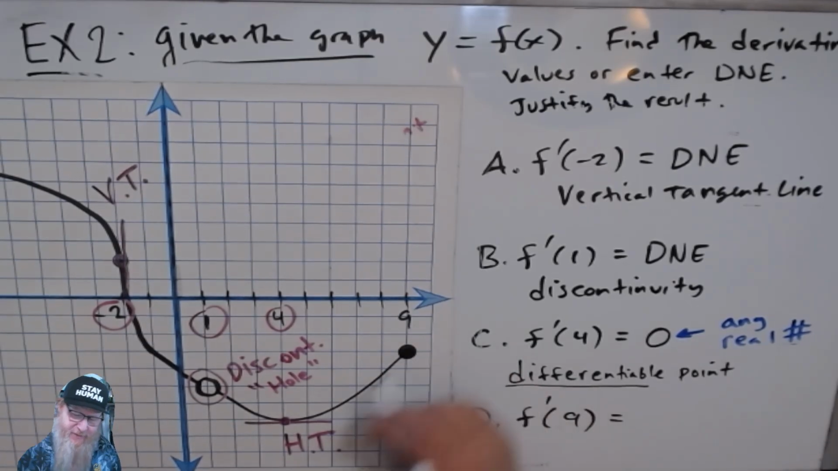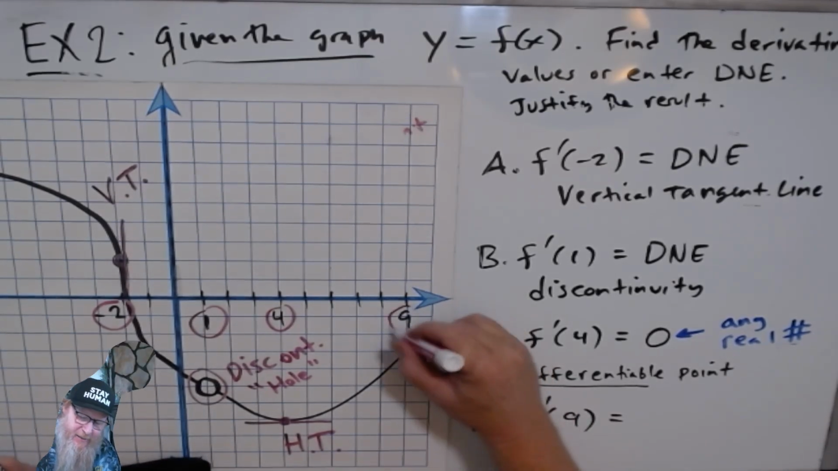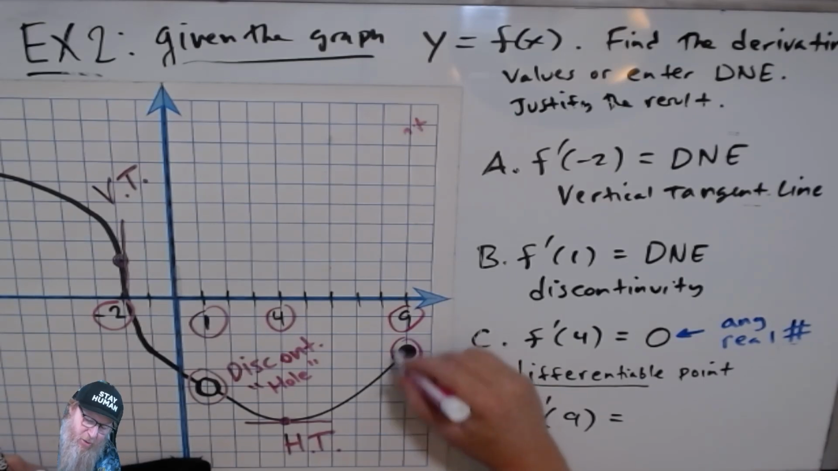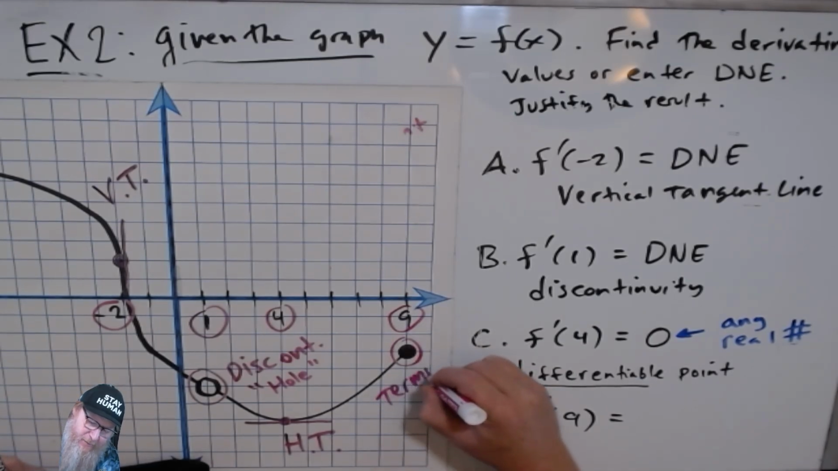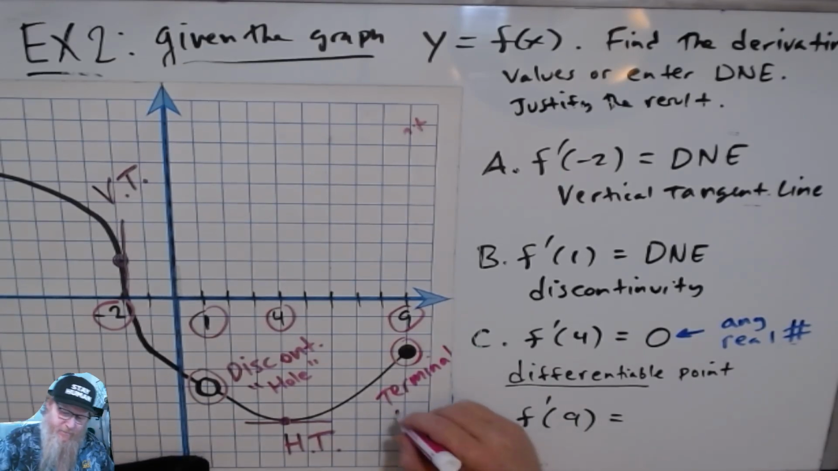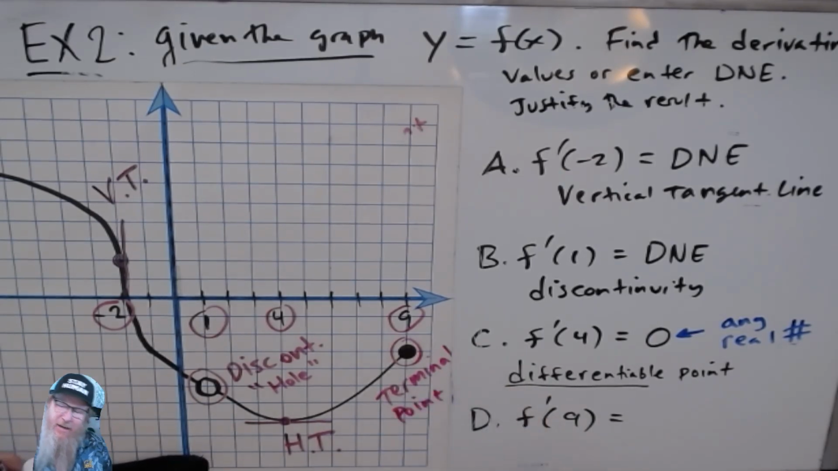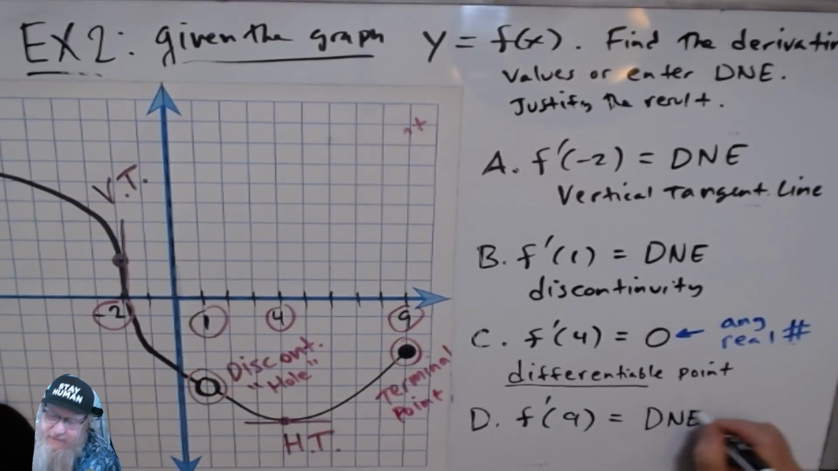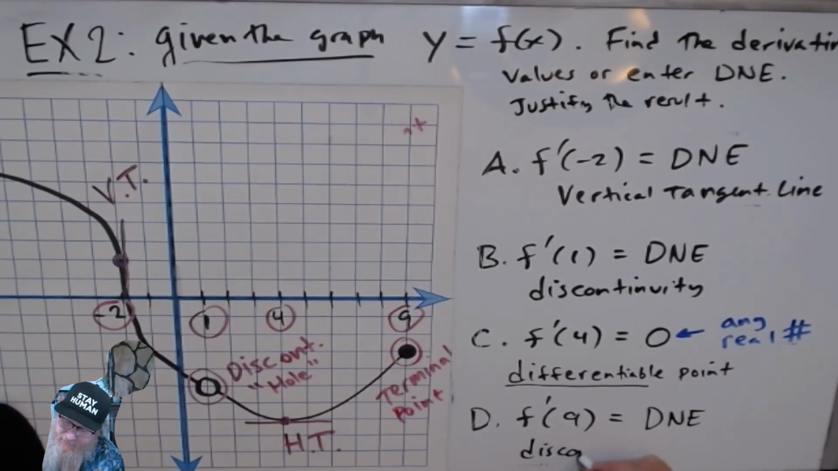Okay, and then this last one, 9, that's a terminal point. Terminal. A terminal point is a type of discontinuity. So you would say DNE, it's a discontinuity.